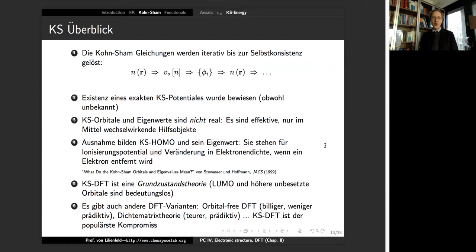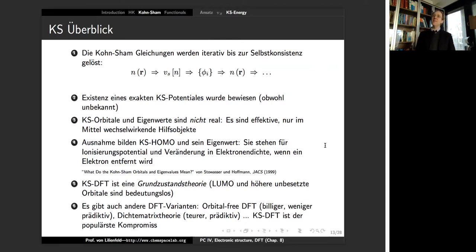Then there's something called density matrix theory. This is actually quite interesting. If you recall, we defined our electron density by integrating out all electronic degrees of freedom except for one electron.